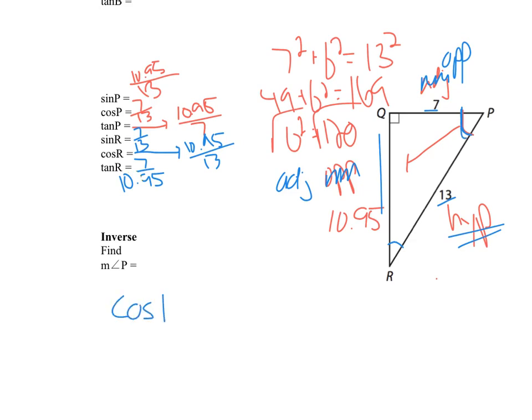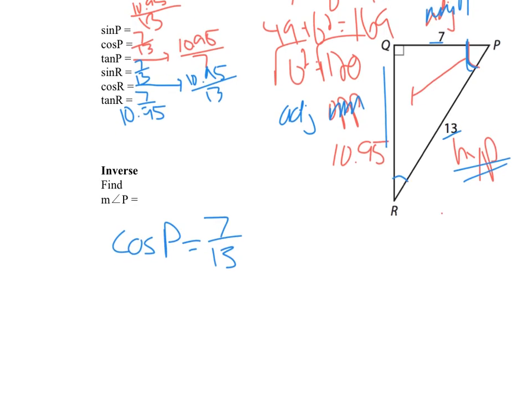Cosine of angle P is now equal to, as we saw up there, 7 over 13. Then we do the inverse. And so inverse is cosine inverse of 7 over 13. Look on your calculator. Generally right above the cosine button will be a cosine to the -1. So you'll type that in, and then 7 divided by 13, and then enter.